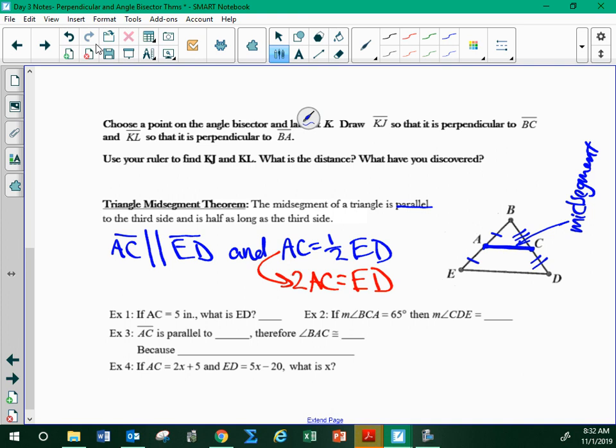Okay. So let's go take a look at this example one. It says if AC is 5, what is ED? 10. Oh, they gave us units. 10 what? Inches.